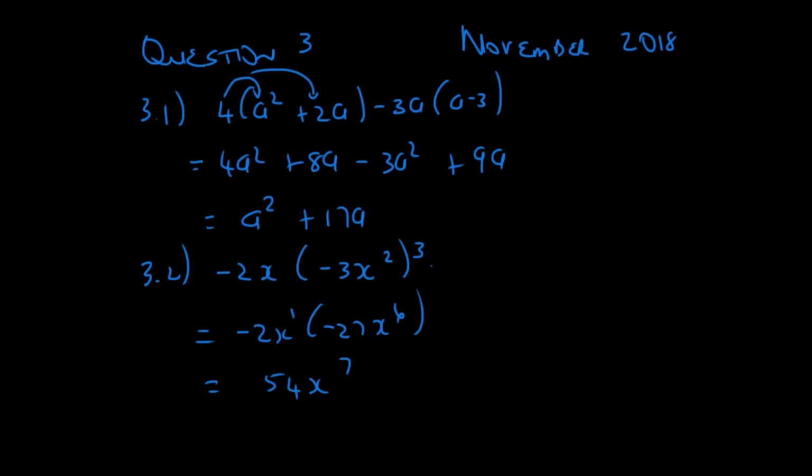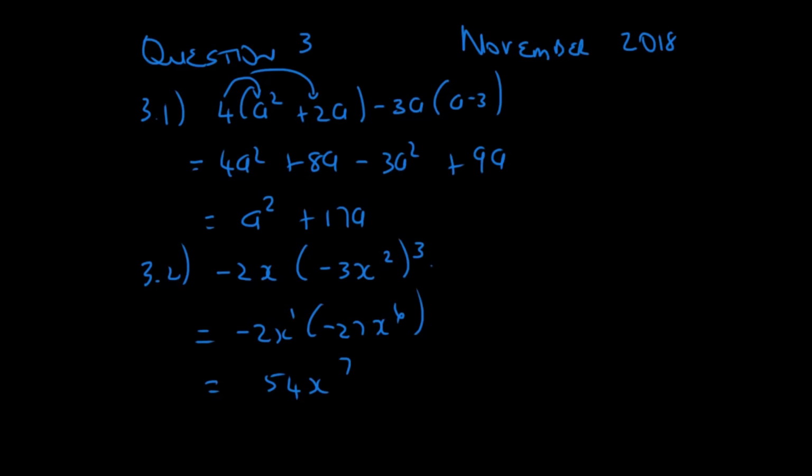Hi there, grade 8. Today we are going to be working through question 3 of the SP November 2018 paper. So in 3.1 we have 4 times (a squared plus 2a minus 3) and in brackets (a minus 3).